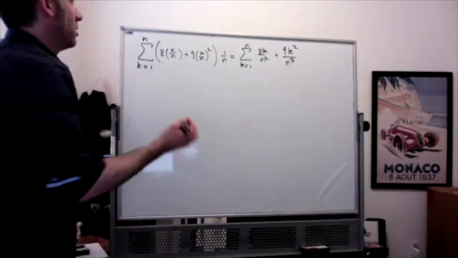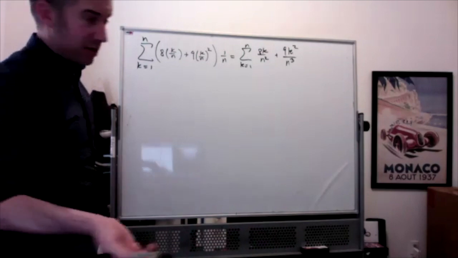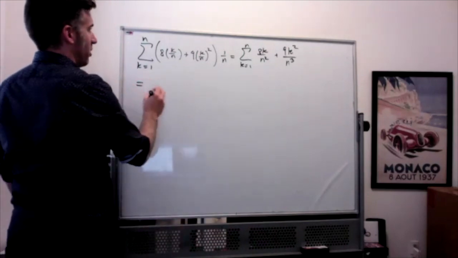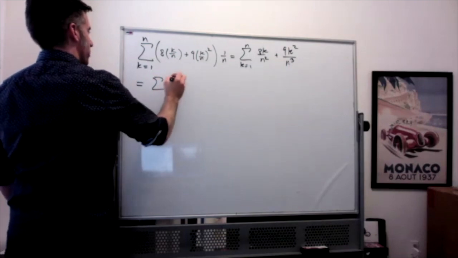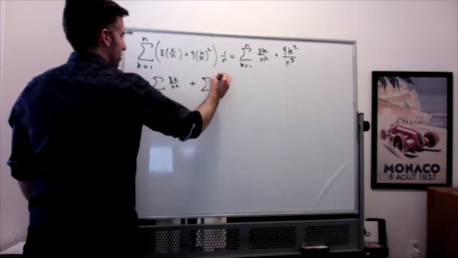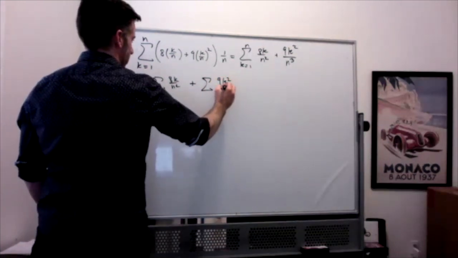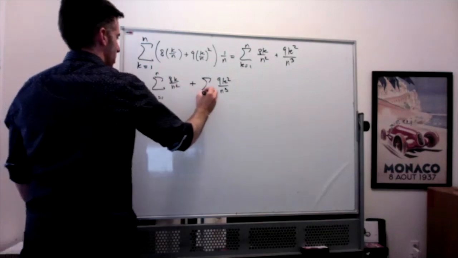Great. So then we're going to break this apart. We want to write without a summation, so you keep going. We're going to break this apart into 2 summations: the sum of 8k over n squared plus the sum of 9k squared over n cubed, from k equals 1 to n.